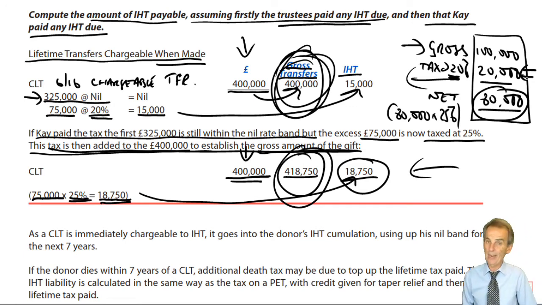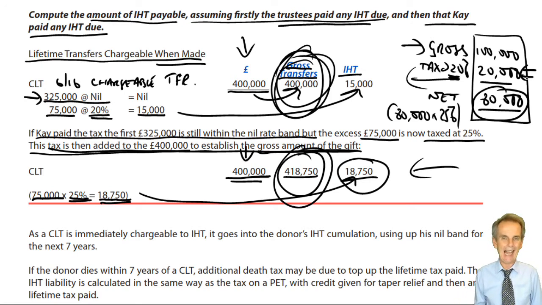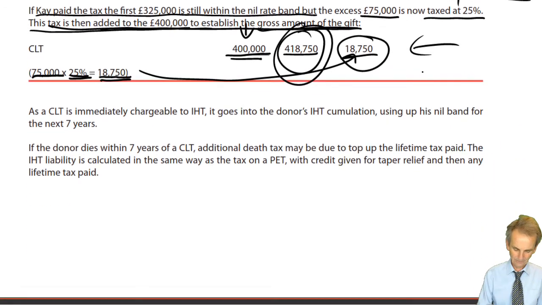Now, again, what lies behind the maths really doesn't matter. All you've got to do is to learn how to recognise when it's gross, when it's net, and to understand then that if you go above, as you will on one or other of the CLTs to deal with, the available nil rate band at the date when the transfer was made, then any excess above the available nil rate band is going to be taxed at either 20% or 25%. 20% if the trustees pay the tax, 25% if the donor pays the tax. Okay, those are the rules.